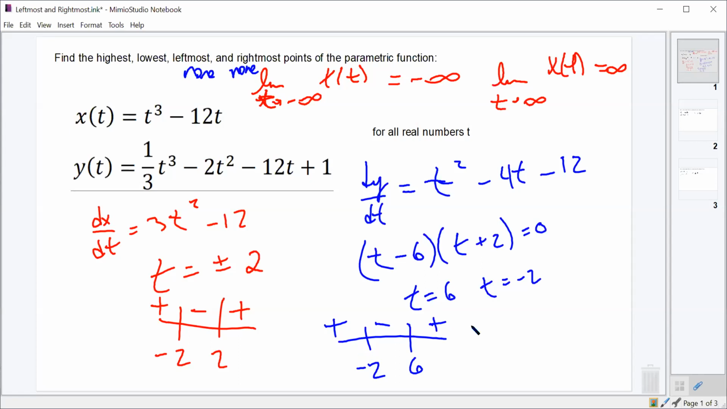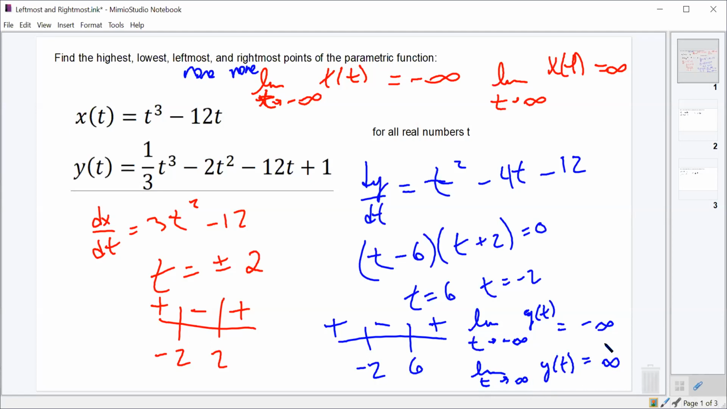Okay. And so we still need to do the same thing. Let's look at the limit as t approaches negative infinity of y of t. What do we get? Negative infinity, so it's going down forever. And what about the limit as t approaches positive infinity of y of t? Should be infinity, and once again, we're not going to have any absolute maxes or mins, highest or lowest points, but we do have some local ones.